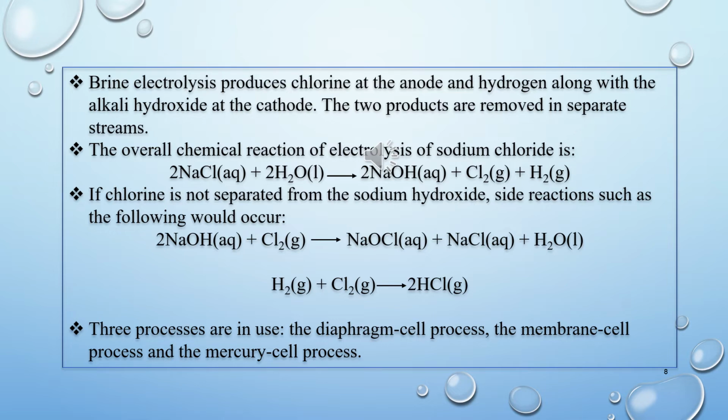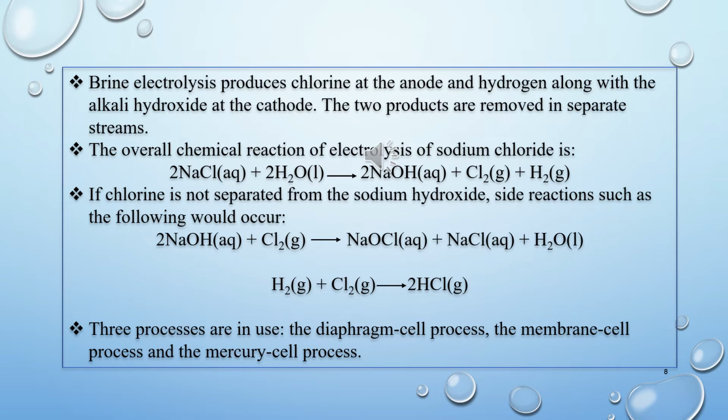And the next point is the overall chemical reaction of electrolysis of sodium chloride. NaCl will react with water, which means you are forming a solution, or brine solution. Then it will form sodium hydroxide, chlorine and hydrogen at different electrodes.